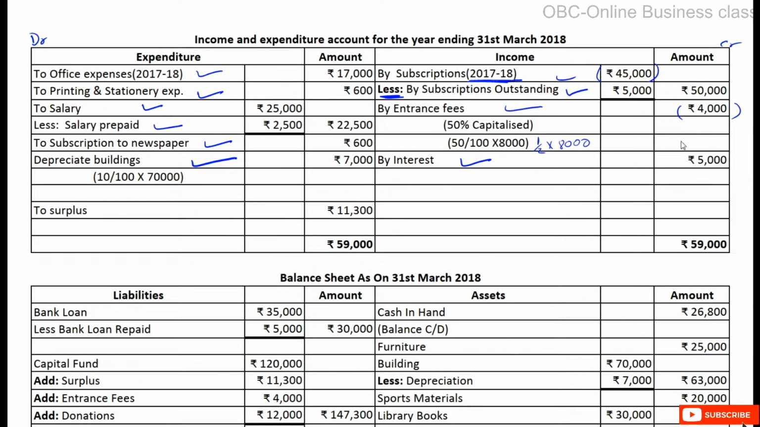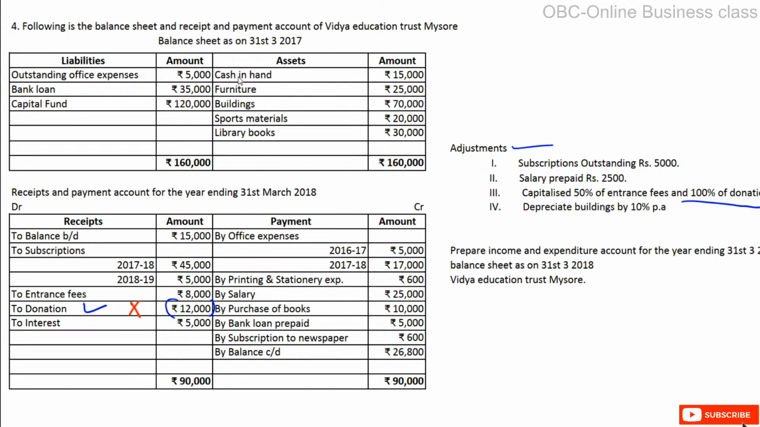Very simple. So go and calculate the income side amount and the expenditure side amount. The income side amount will be the higher. We get 59,000, because from subscription we are getting 50,000. So with all this we get 59,000. If you subtract the expenditure side, you will get 11,300 as a surplus. So the surplus is 11,300. This will be added to the balance sheet capital fund. So it will be added to the capital fund. Remember this 11,300. Okay. First go back to the balance sheet of last year.